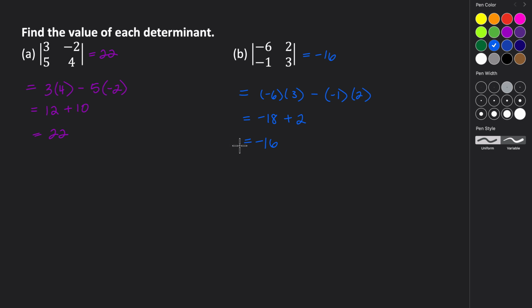Like I said, you can find the determinant of larger square matrices, but finding the determinant is quite a bit more involved. And we're going to stick to finding determinants of 2x2 matrices.